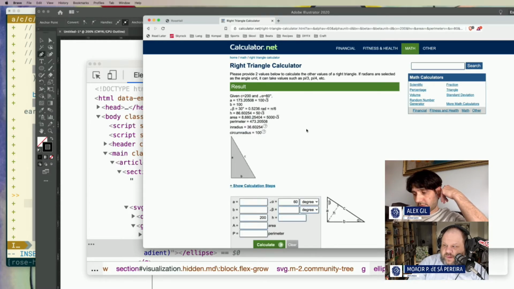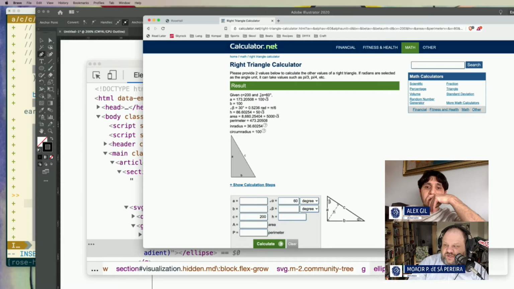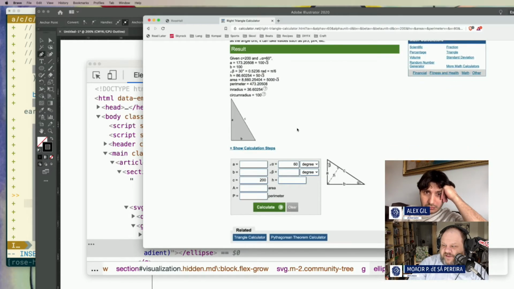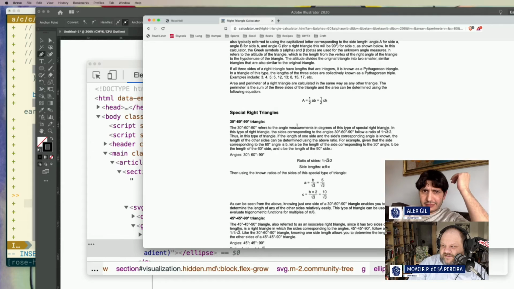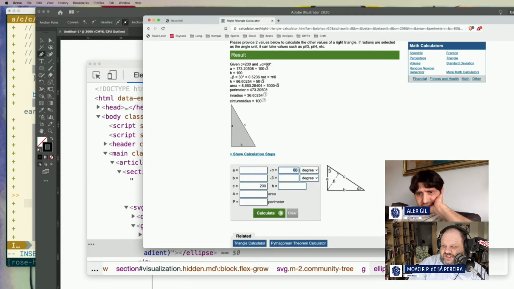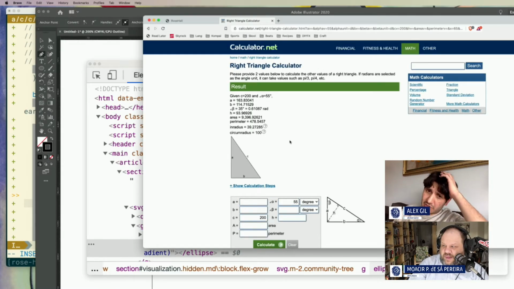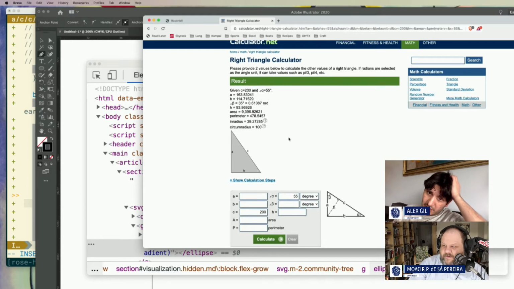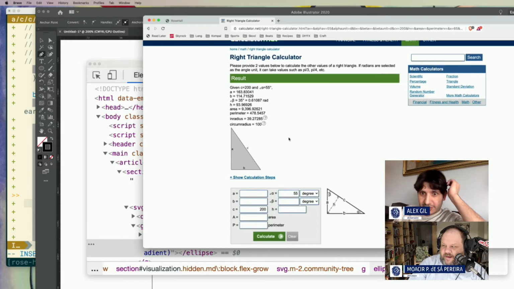All right, given C equals 200 and A equals 60... Why aren't you telling me the math? Man, what? All right, let's change this from 60. Let's do something a little bit less. They invented... my teachers were right. They were like, those calculators are going to ruin your mathematical thinking.